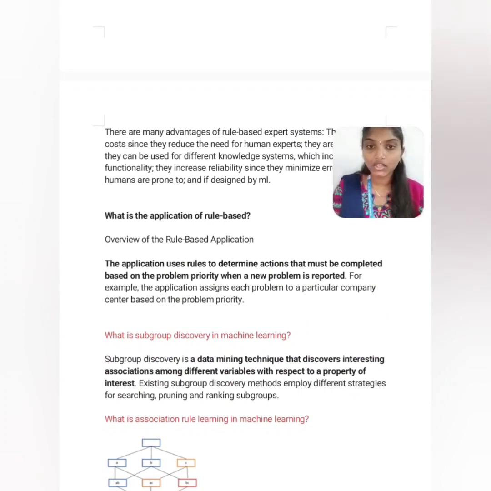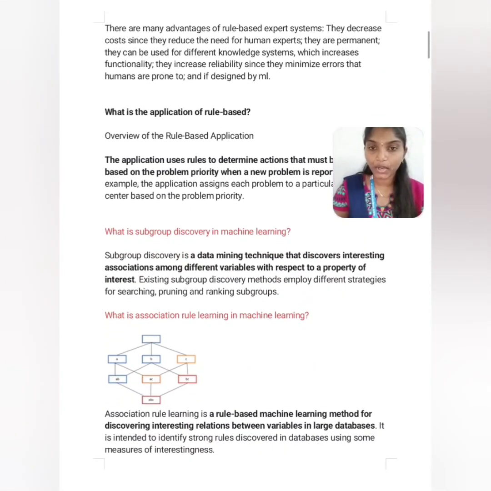What is application of rule based? Overview of rule based applications. The applications use rules to determine actions that must be completed based on the problem priority. When a new problem is reported, for example, the application assigns each problem to a particular call center based on the problem priority.